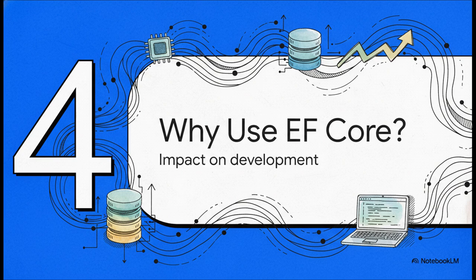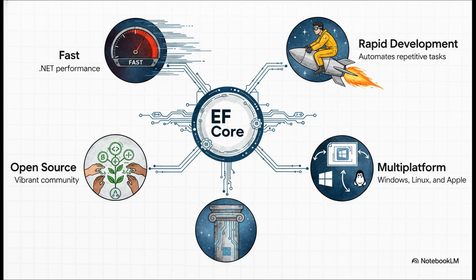So why does this matter so much to developers and to businesses? Well, the impact is huge. And this really shows the key takeaways, right? EF Core allows for super rapid development because it automates so much of that tedious work. It's multi-platform, so you can build an app that runs literally anywhere. It's fast since it's part of the high-performance .NET ecosystem. And it's built on this modern, open-source foundation with really strong backing from Microsoft.